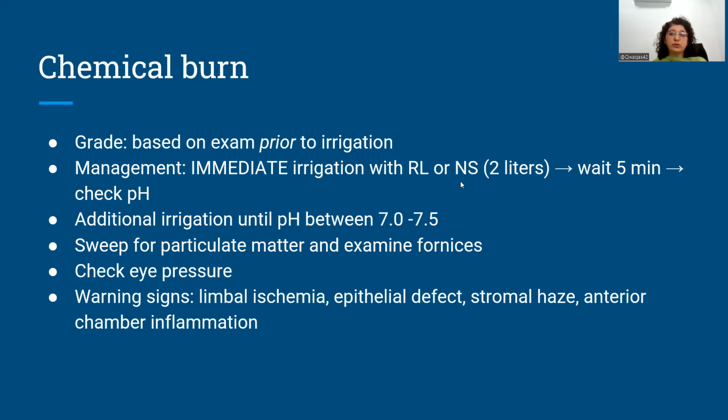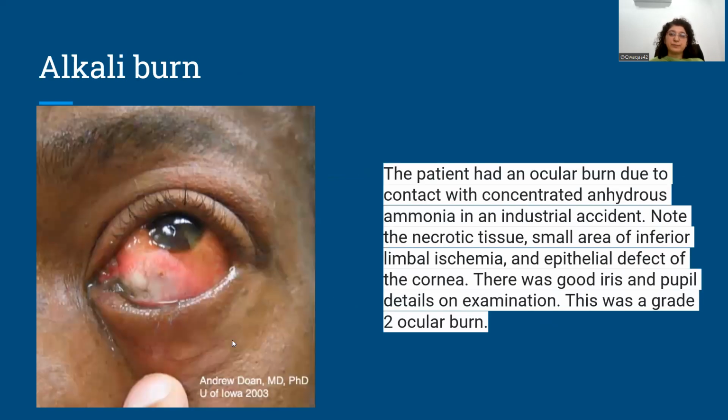Try to go through at least 2 liters, wait for a few minutes, and then check the pH using litmus paper. You can put the litmus paper in the inferior fornix, and you keep doing irrigation until you achieve a pH between 7 and 7.5. The fornices of the eye should be swept for any kind of particulate matter. The eye pressure should be checked. The warning signs are if you start to notice ischemia or whitening around the limbus, any epithelial defect in the cornea, haze in the stroma of the cornea, or inflammation in the anterior chamber, which indicates the depth of penetration.